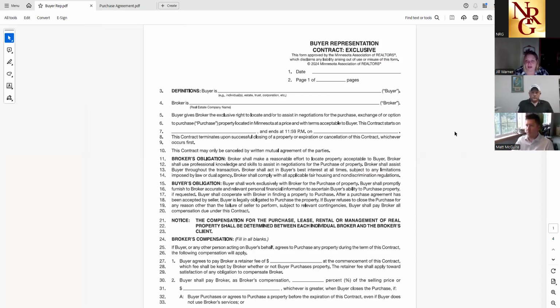So this is a buyer representation agreement. This is an exclusive agreement. We're not going to walk through the other ones because this one is the most common. So basically, obviously you put the date in the top, you put your buyer's information, your broker is going to be National Realty Guild in there. And then you have to put a start and stop date that is mandatory in this agreement.